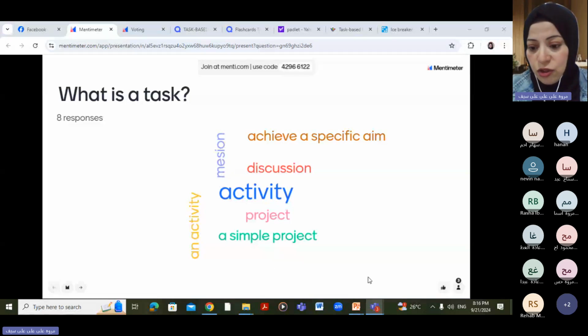Any other contributions? I'm waiting for your responses. Just express yourselves, whatever comes to your mind about the meaning of the word task. What is a task?